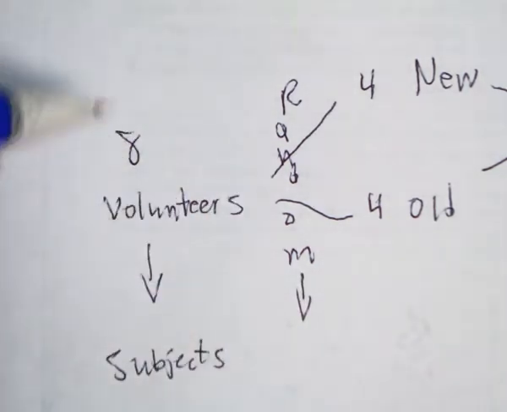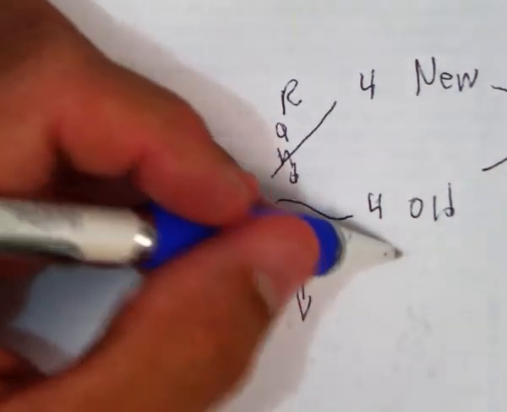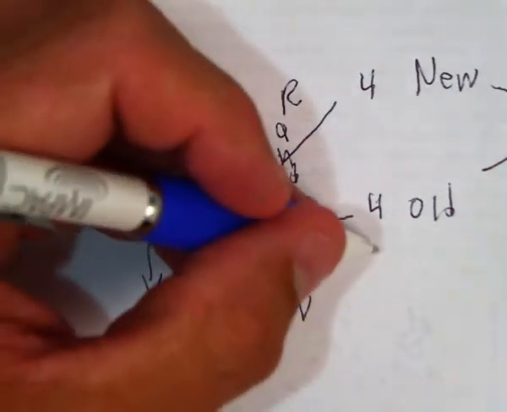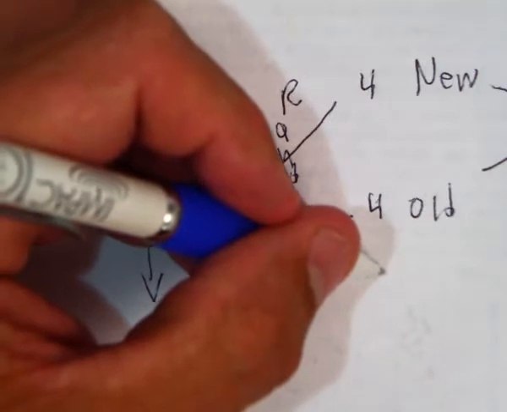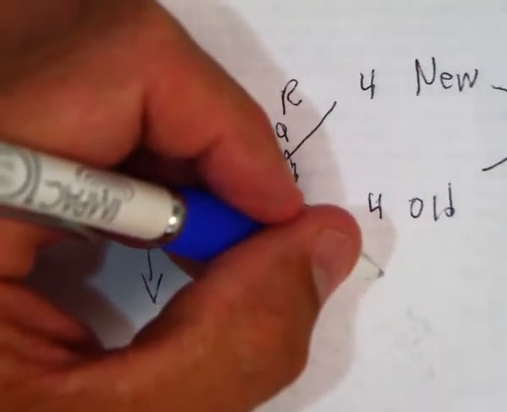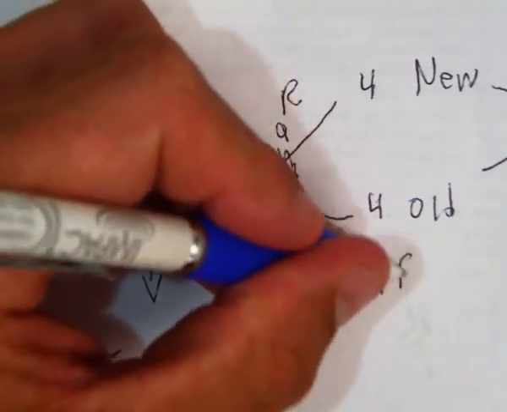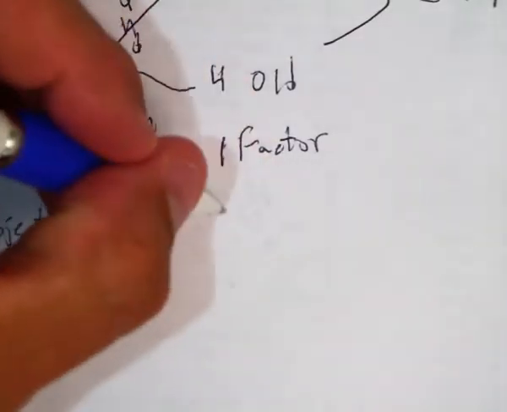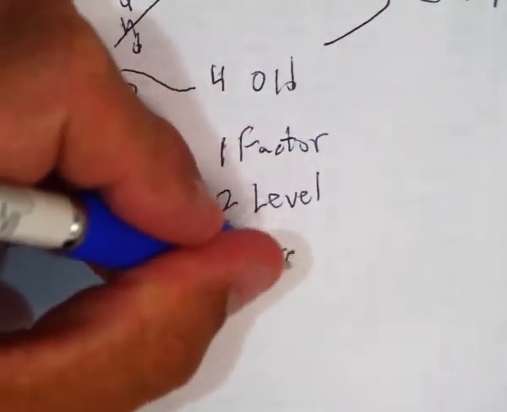Well, give each patient a number 1 through 8. Randomly select the first 4, ignoring repeats, to get the new, and the other 4 to get the old. So what do we have? We have one factor here: medication, at 2 levels, new and old. So we have 2 treatments.